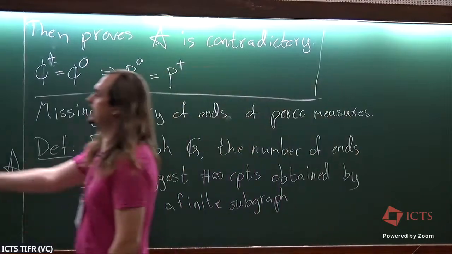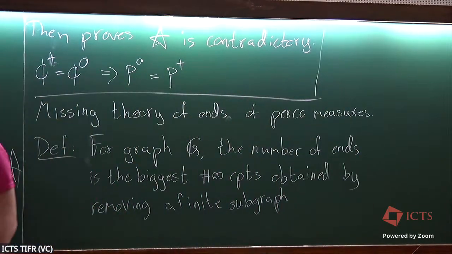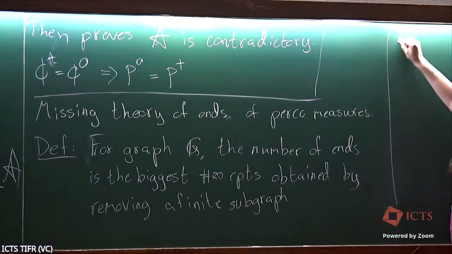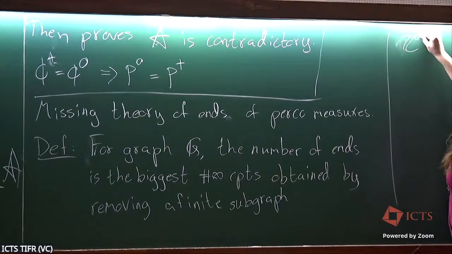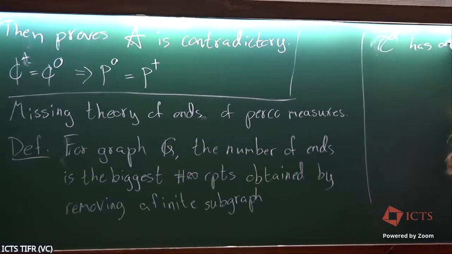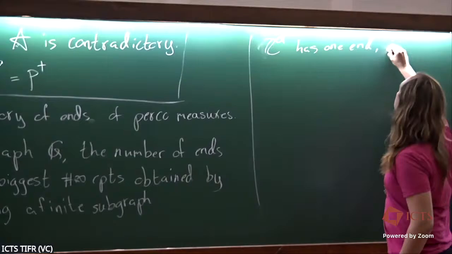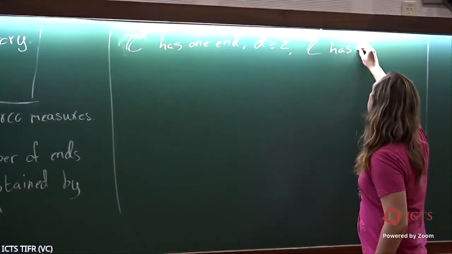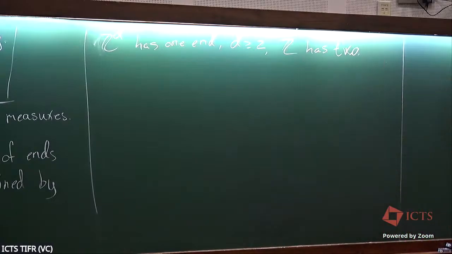So in all of these cases, the finite subgraph you can remove is just a single edge. And just so we're all on board, Z has one end, and Z has two. Okay, basic examples. The d-regular tree for d larger than 2 has uncountably many ends because they form a Cantor set.